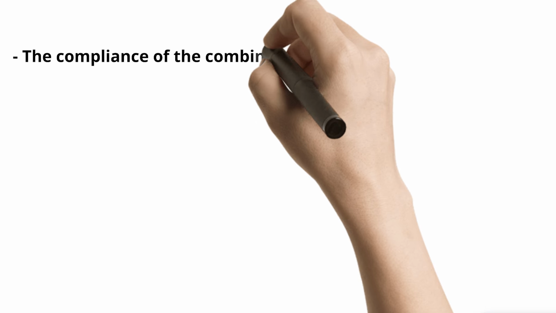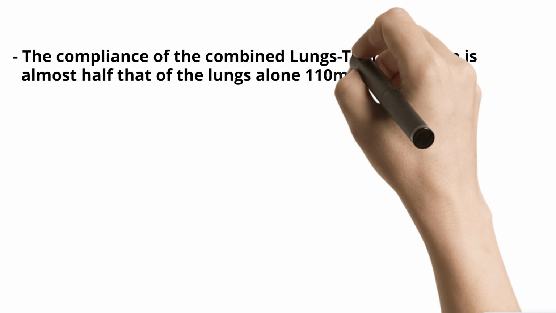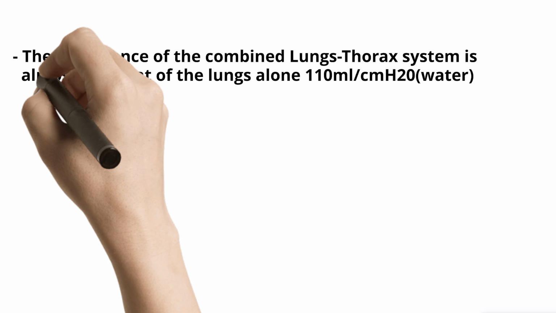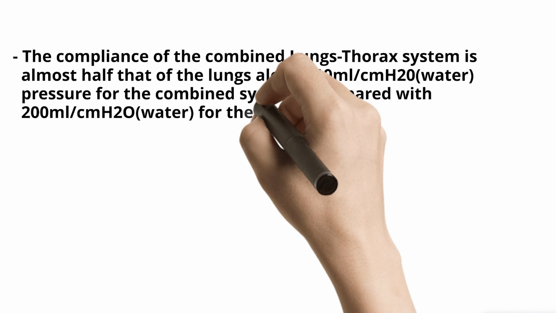The compliance of the combined lungs-thorax system is almost half that of the lungs alone: 110 milliliters per centimeter water pressure for the combined system, compared with 200 milliliters per centimeter water for the lungs alone.